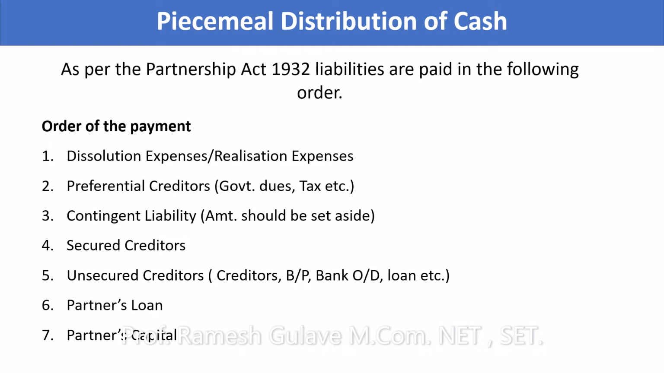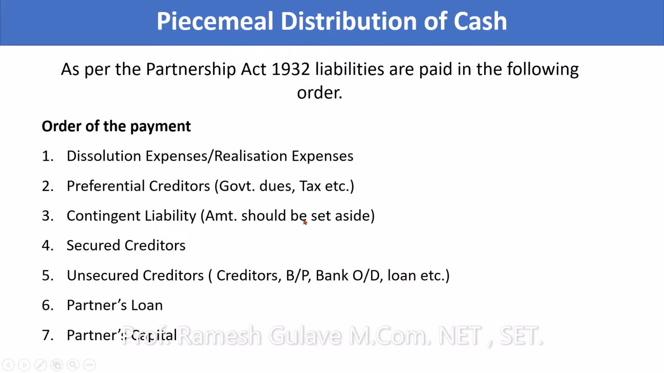So this liability arises on the happening of a certain event in the future. It means it depends on the outcome of an event in the future. So it is not an actual liability at present, but it may arise. That's why these types of liabilities are considered contingent liabilities. And while distributing the cash, if a contingent liability is there, we need to set aside the amount required to pay that contingent liability.